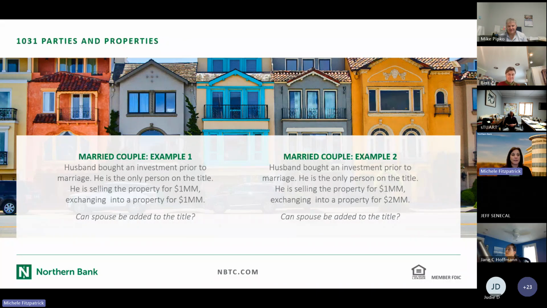I have somebody who is selling for 400 and buying for 450. They're going to put the spouse on as a tenant in common with only a 15% or 10% ownership, or whatever the number is. So it's not 50-50, but they're drawing up a spousal tenant agreement. So that can happen.